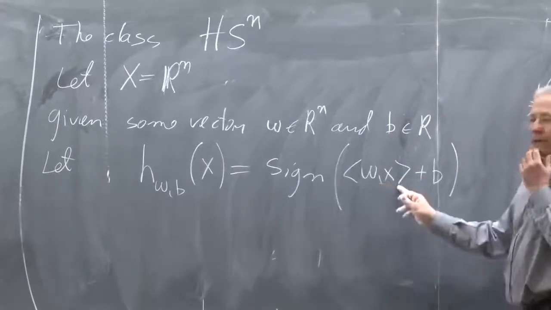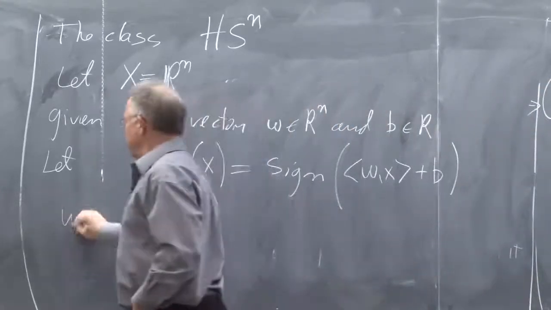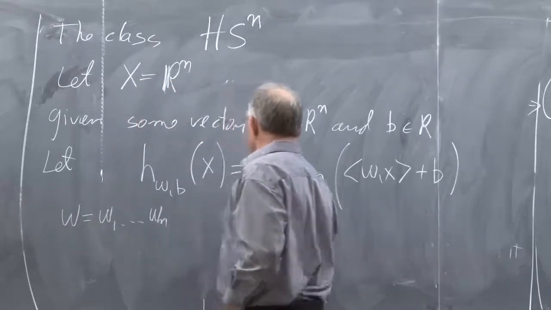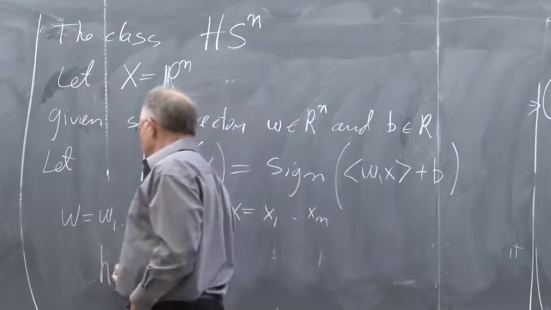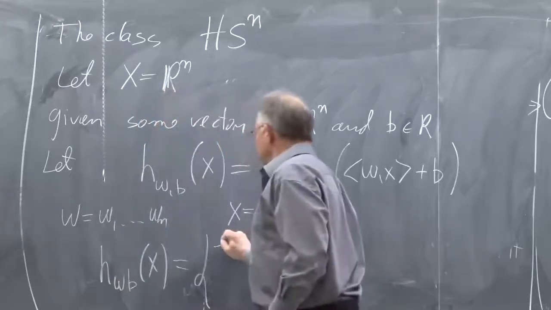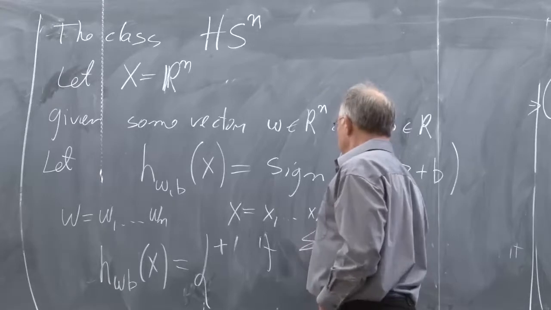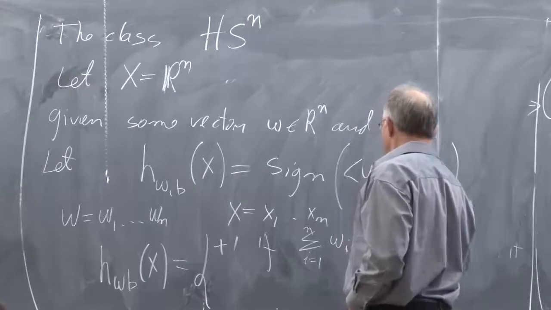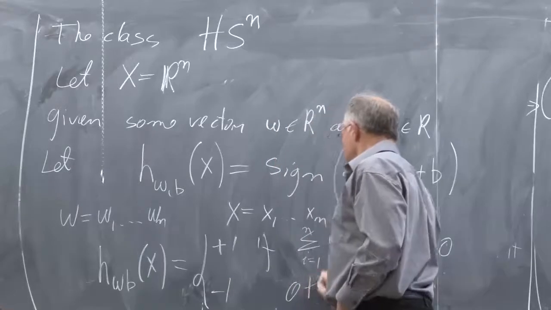Or if you don't like this notation of inner product, in other words, if W is a vector W1 up to Wn, and x is also a vector x1 up to xn, then H W,b of x is going to be plus 1 if the sum over i from 1 to n of Wi xi plus b is greater or equal 0, and minus 1 otherwise.